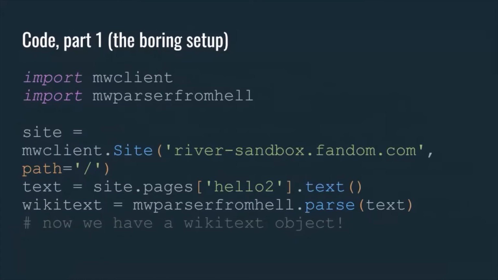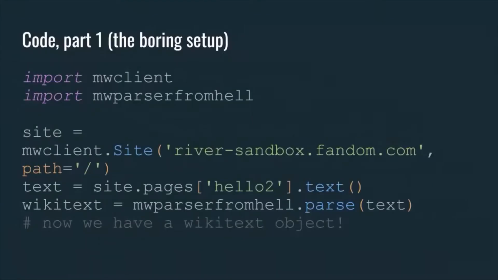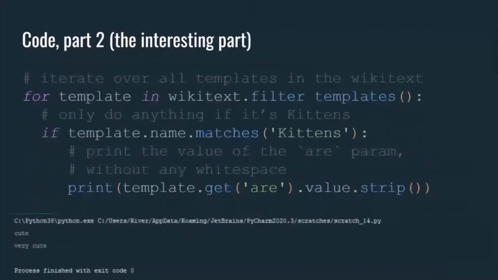And this time we're going to parse it. And now we have a wikitext object. Can you see my cursor? You cannot see my cursor. I don't think you can see my cursor. Okay. Parse the text, and now I have a wikitext object.